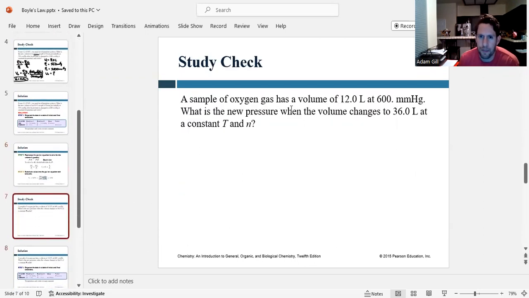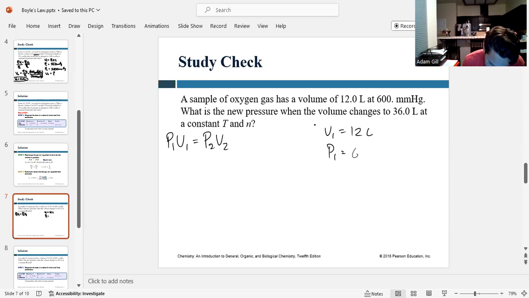Let's do another one. A sample of oxygen gas has a volume of 12 liters at 600 millimeters of mercury. What is the new pressure when the volume changes to 36 liters at constant temperature and moles? So once again, we're going to be using P1 V1 equals P2 V2. They give us an initial volume of 12 liters. They give us an initial pressure of 600 millimeters of mercury. And they give us a new volume of 36 liters. And the new pressure is what we are looking for.